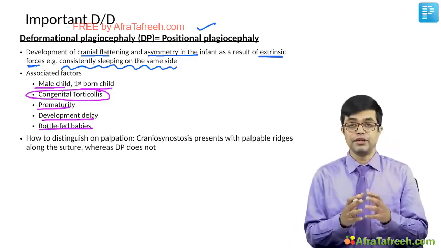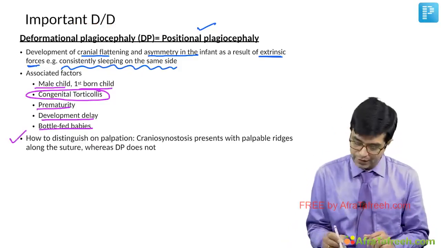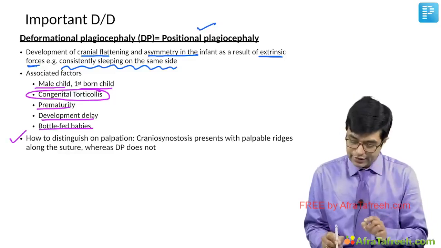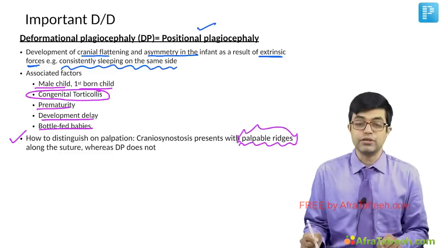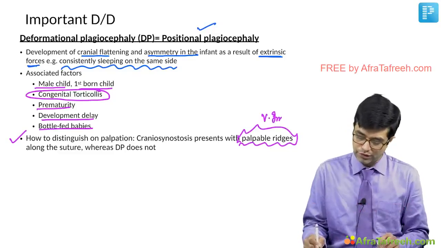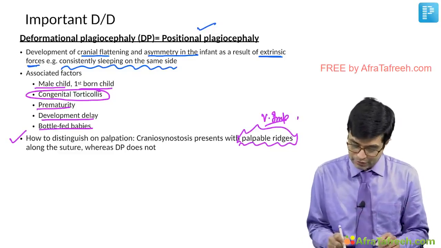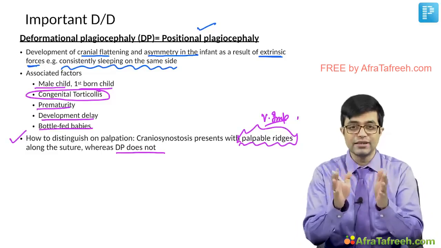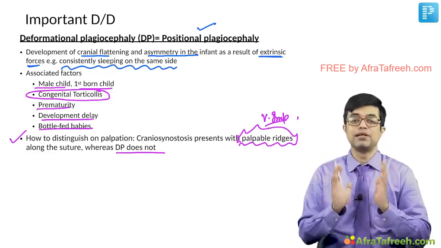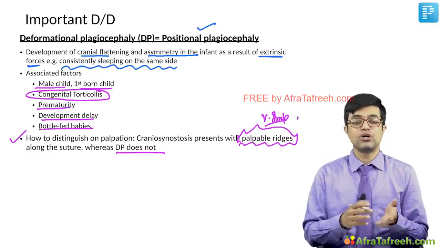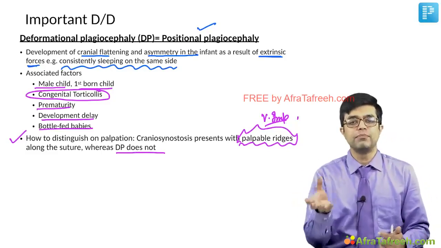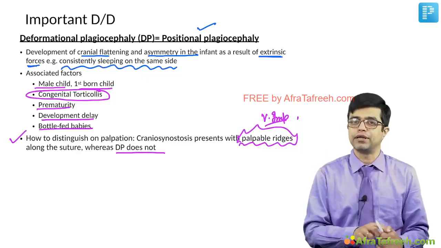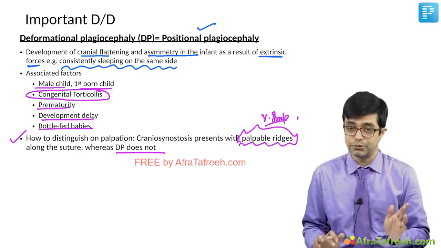How to distinguish clinically? Very important potential MCQ. Palpate. In craniosynostosis, along the suture lines, you have palpable ridges. This is very important. Whereas deformational plagiocephaly will have smooth edges and there will be no palpable ridges, because it is not occurring due to premature fusion. It is simply an abnormal molding, a pressure-induced change, and it is entirely reversible.